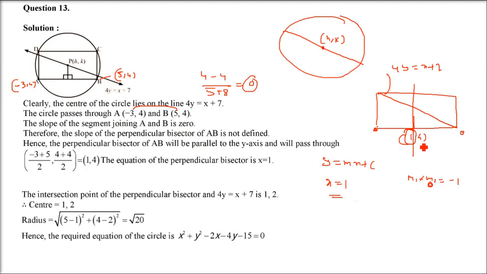So this line is passing through 1, 4, x equals 1. But the line which is the diameter is 4y equals x plus 7. So if we find the intersection of these 2 lines, we'll get the center. So I'm putting x as 1 in 4y equals x plus 7. So y will become 2. So 1 and 2, H and k we wanted. So this is the center. We have the center now. Now, one more thing is remaining. How to find the radius?